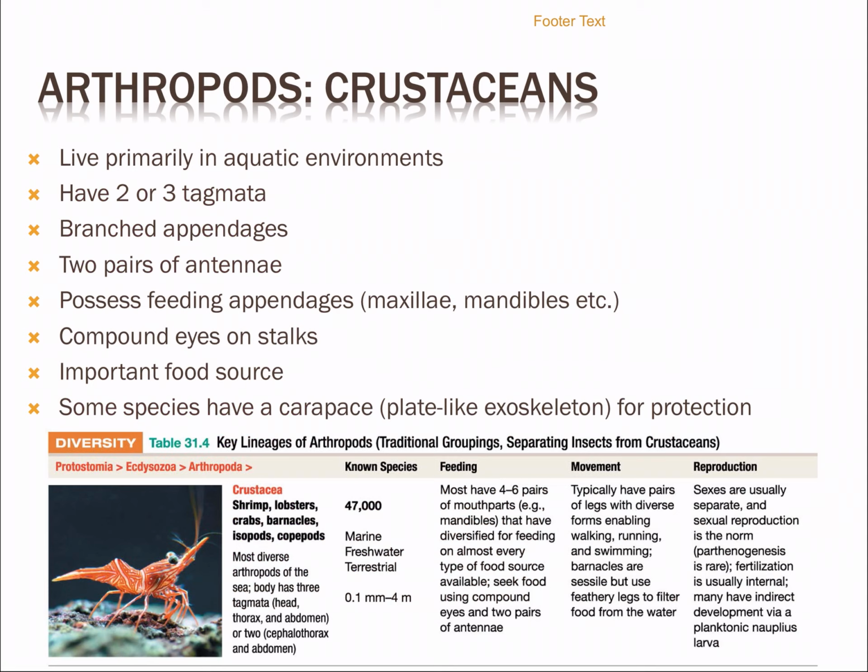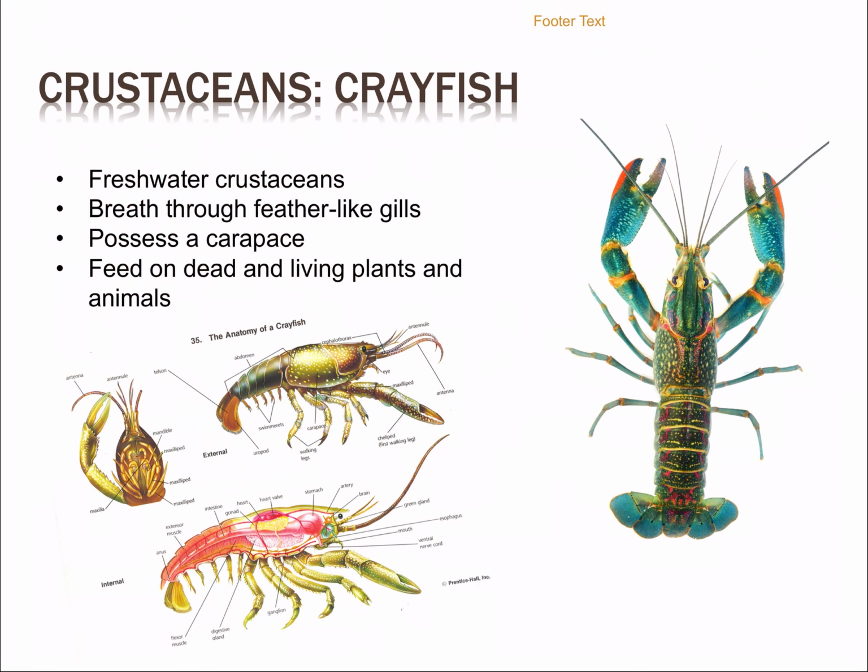Okay, so crustaceans being our shrimp, lobsters, barnacles, crabs, copepods. They are examples of ecdysozoans. They live primarily in aquatic environments. Okay, feeding appendages, we're going to see compound eyes on stalks, and these guys are a very important food source. So crustaceans, pretty simple. You should know what a crustacean is.